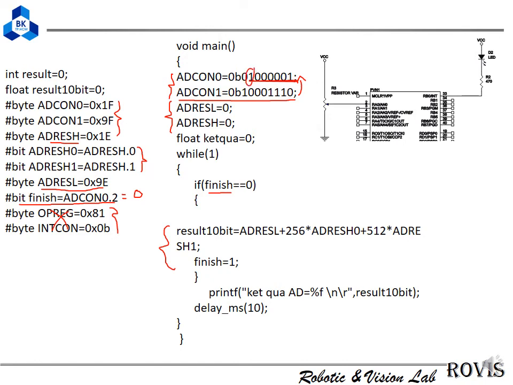This is more complicated. Sorry, this is left justified. So the result will be the ADRESL low bits, and this one is multiplied. And then I print the result here. This is very easy.